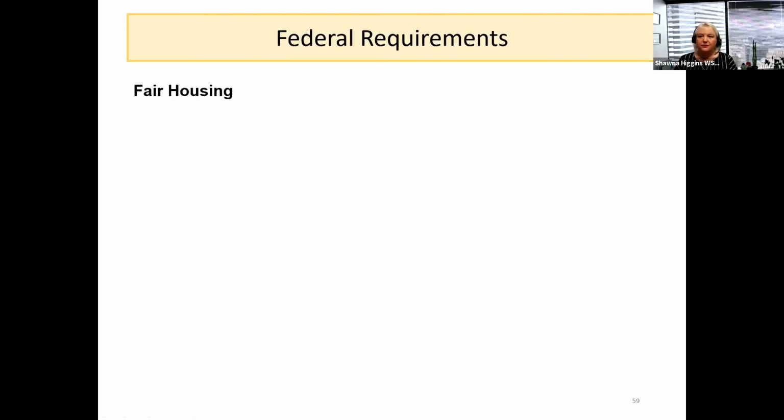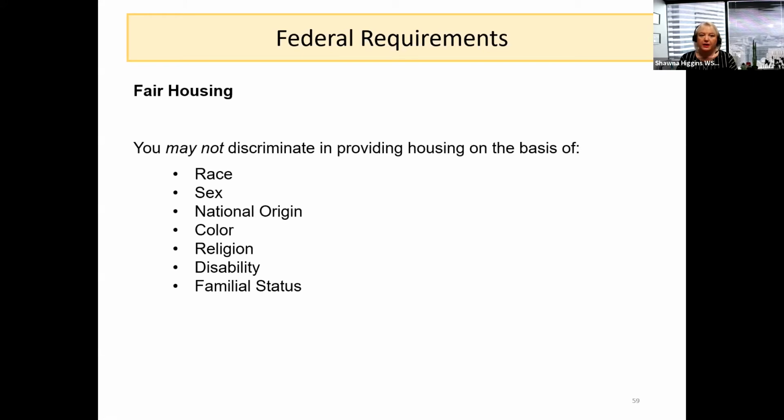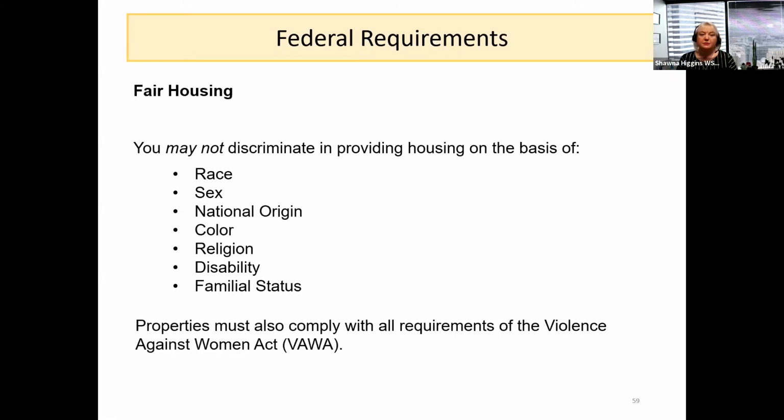All right, so fair housing. You may not discriminate in providing housing on the basis of race, sex, national origin, color, religion, disability, or familial status. Properties must also comply with all the requirements of the Violence Against Women Act, VAWA.